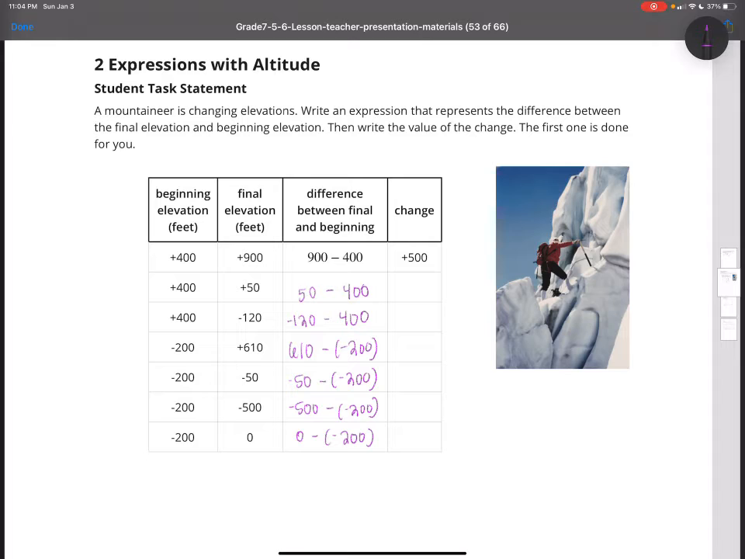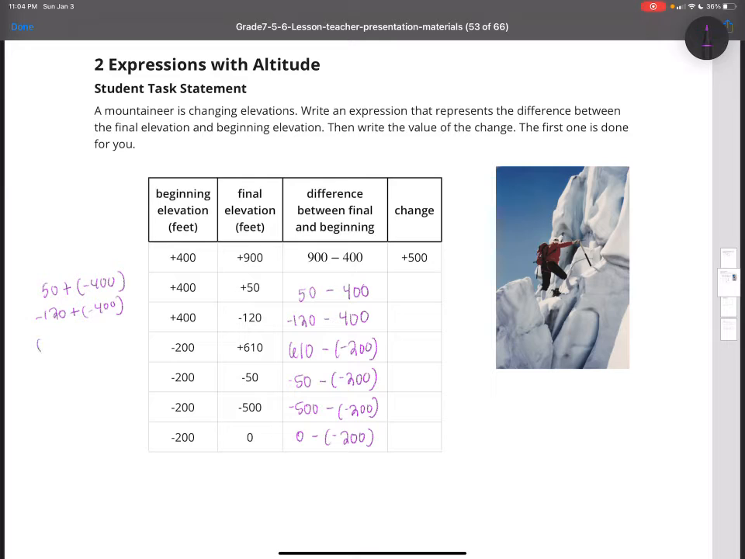Okay? So there are subtraction, and just like what we discussed in the last lesson, subtracting a number is the same as adding its opposite. So if I had to rewrite this as addition, it would be 50 plus negative 400. The next one will be 120 plus negative 400.